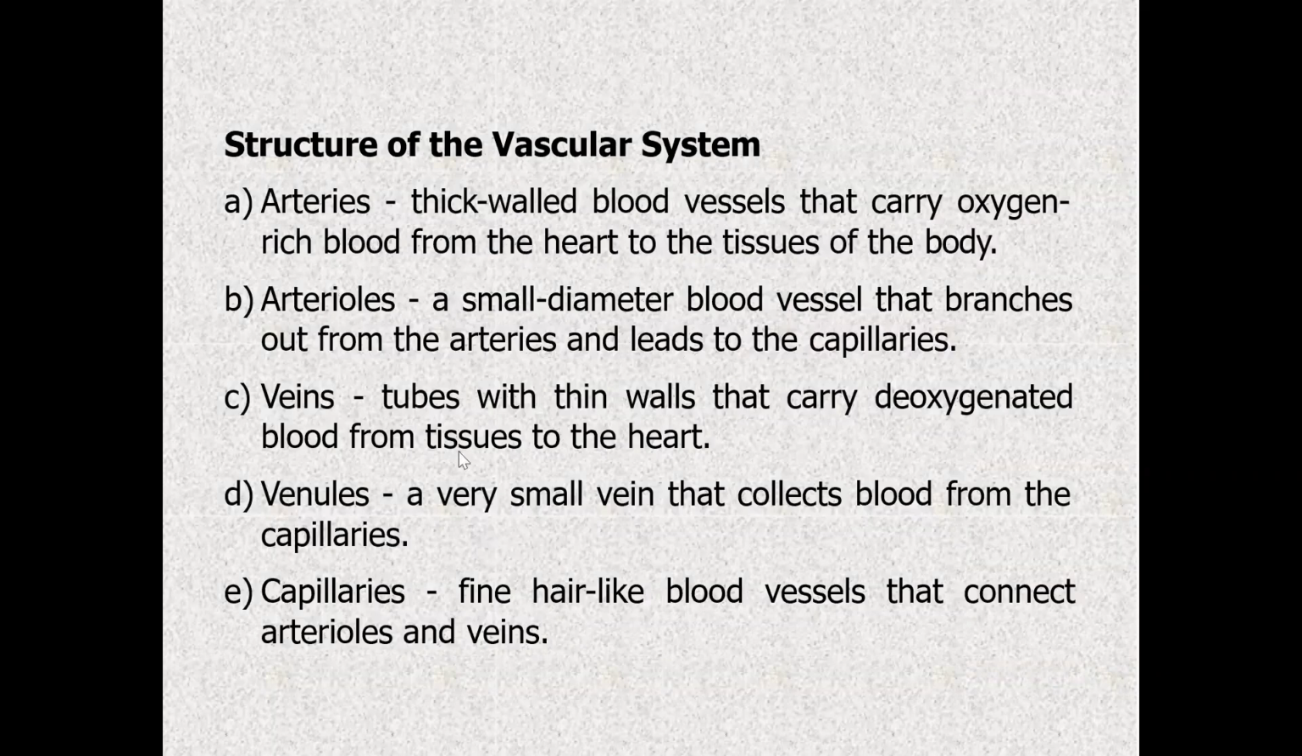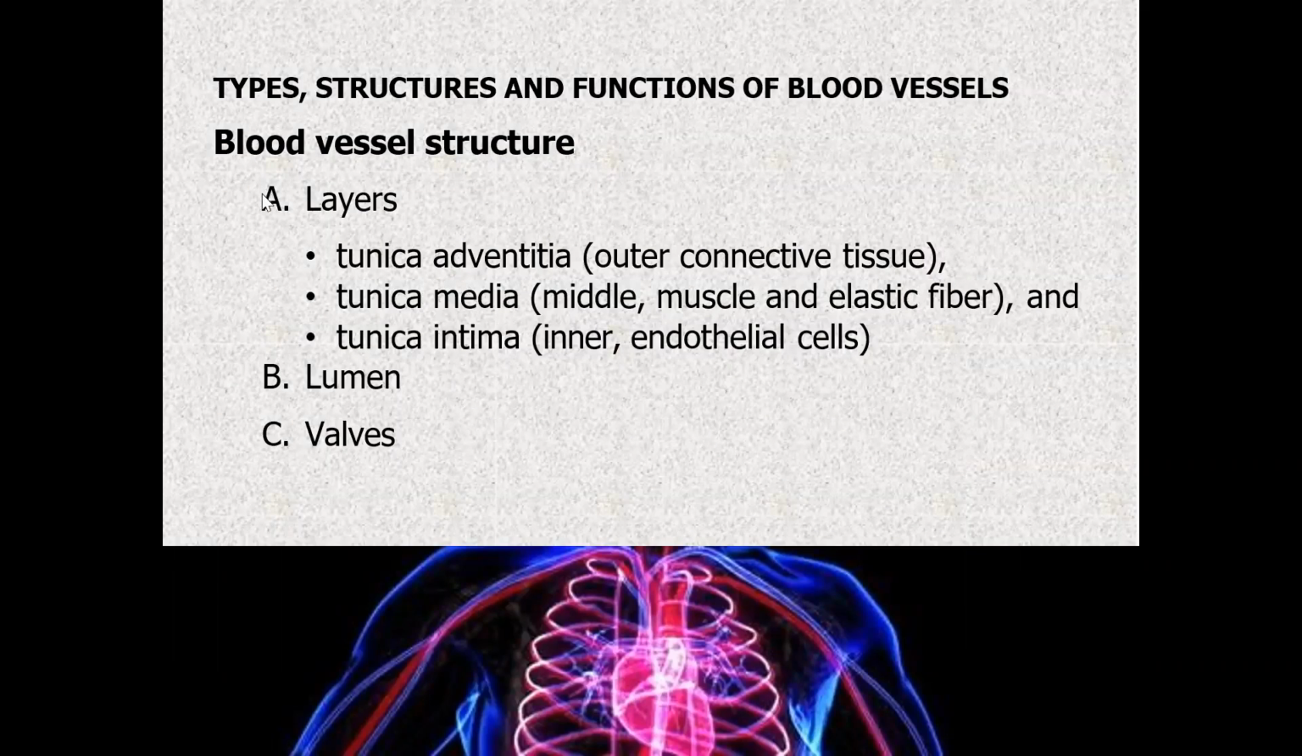Ngayon, let's discuss their structure. Meron silang tatlong layer. So, we have here the tunica adventitia. When we say adventitia, it is the outer connective tissue. Tunica media, it is the middle, as the name implies. Media, it is made up of muscles and elastic fiber. Kaya nga, class, yung blood vessel natin, meron siyang capability na mag-stretch kasi meron siyang elastic fiber. And meron siyang capability na mag-pump ng blood kasi meron siyang muscle.